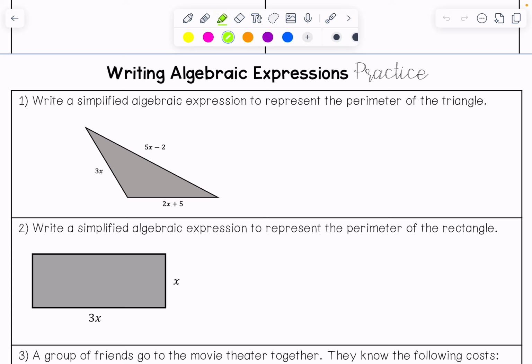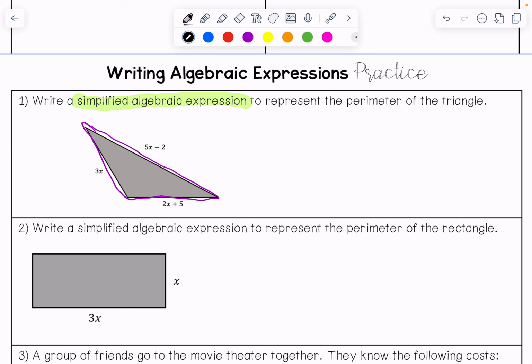I want to remind you guys that when we talk about a simplified algebraic expression, that means there are no parentheses and no like terms. So if I was going to represent the perimeter of the triangle, the perimeter is the distance all the way around the shape. You can think of running around the shape. You can think of putting a fence post around the shape. But we want to know that total distance all the way around the shape.